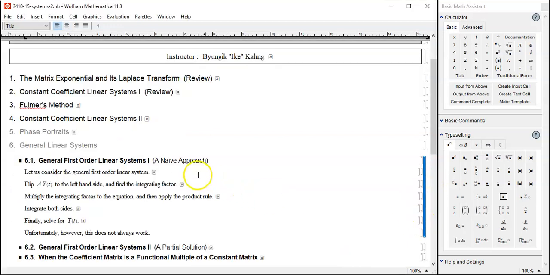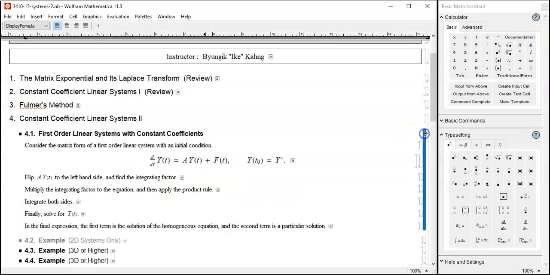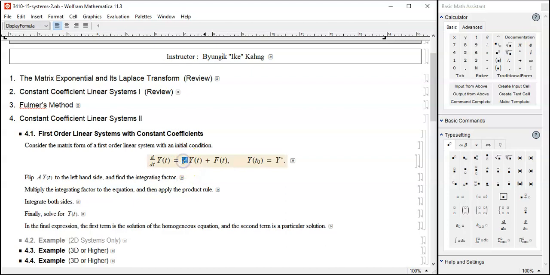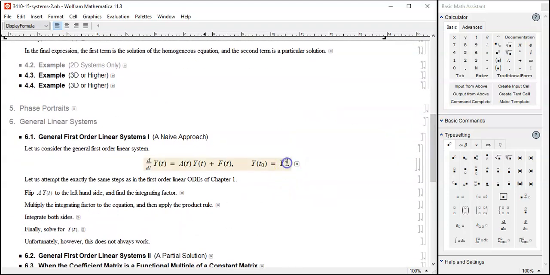Here, let us consider this system, a non-homogeneous first-order linear system, but this time we have a non-constant coefficient matrix. Previously, we used to have constant coefficients. Not anymore. So what do we do here?